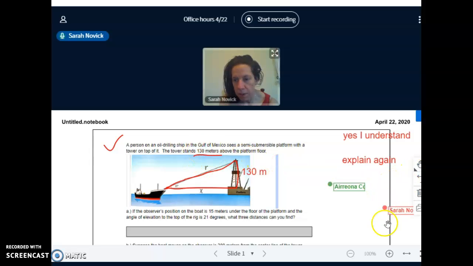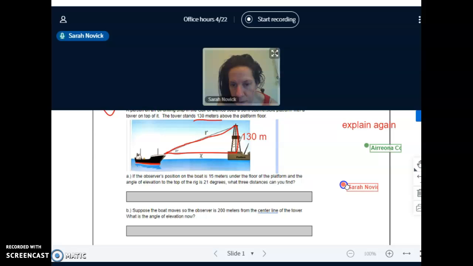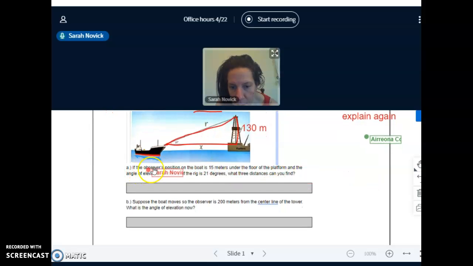Give me an up and down for yes and a side to side for no. Yeah, okay, cool. I think you'll find that's something that would be very helpful. So I'm just going to slide this up again. If the observer's position on the boat is 15 meters under the floor of the platform and the angle of elevation to the top of the rig is 21 degrees, I think the 21 degrees is labeled right here. So let's put that in. That's 21 degrees.